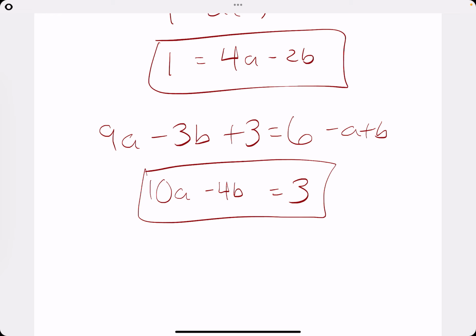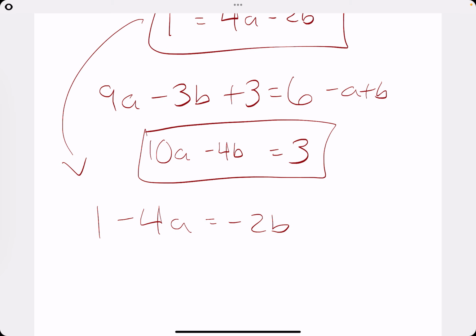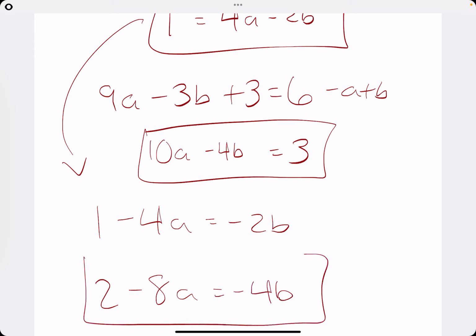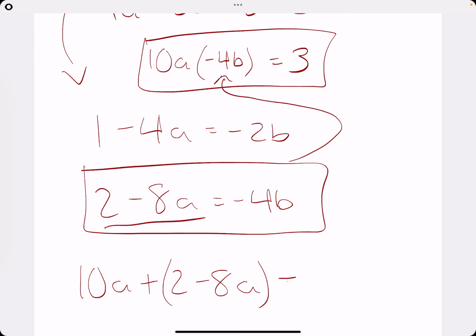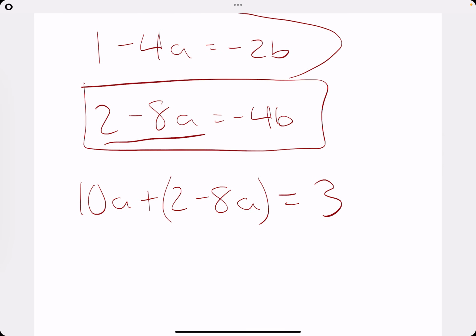So what could we do? A couple different options. We could use substitution. How do I want to do it? I got a clever one. It's going to be stupid, but we'll do 1 minus 4a equals negative 2b, right? Now let's double everything. 2 minus 8a equals negative 4b. And now we have something that we can plug in place of this negative 4b. So 10a plus 2 minus 8a. Do you see what happened? I replaced the minus 4b with 2 minus 8a. And this is all equal to 3.